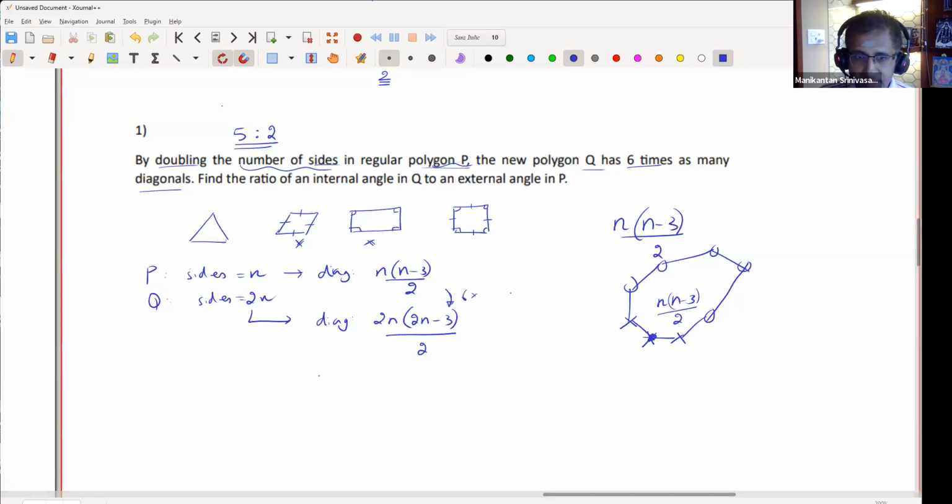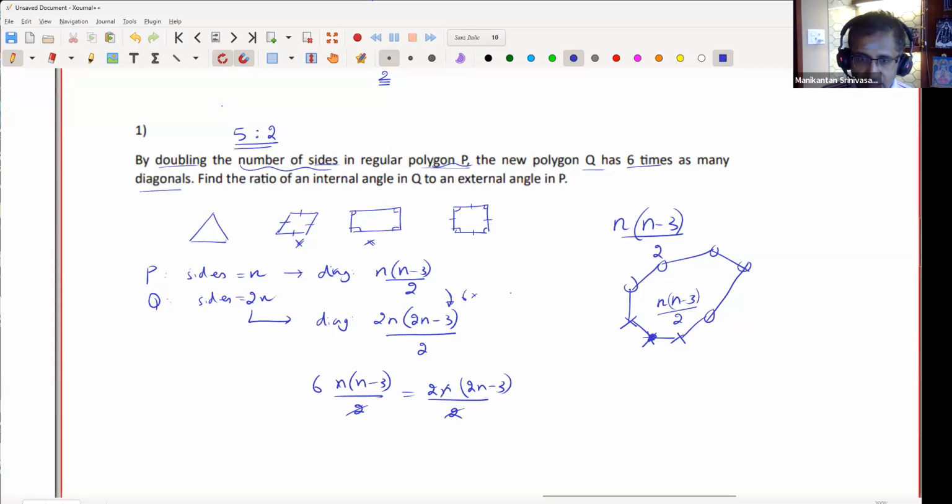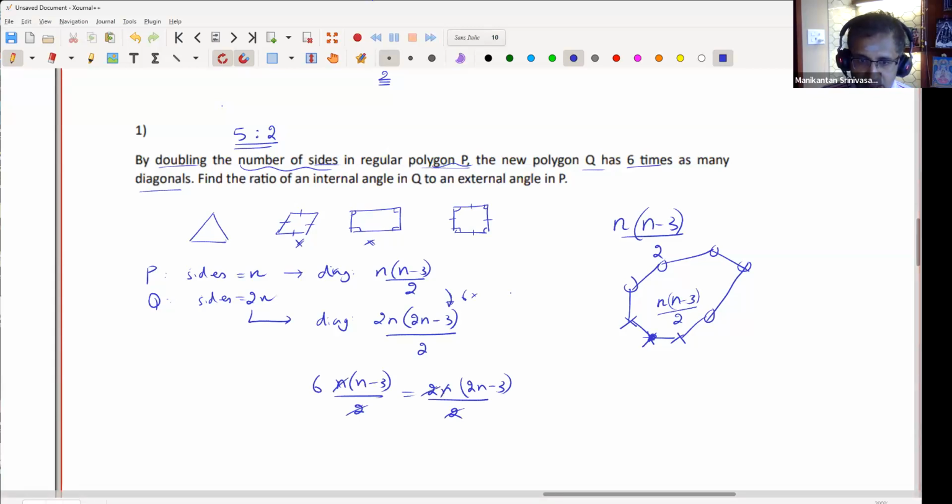So let's write it out. 6 times (n minus 3) divided by 2 equals 2n times (2n minus 3) divided by 2. So it's just simplification from here on. 2 cancels, n cancels, giving 3. So I have 3n minus 9 equal to 2n minus 3. Therefore, n equals 6. But that's not the final answer; so far we have discovered only the number of sides.